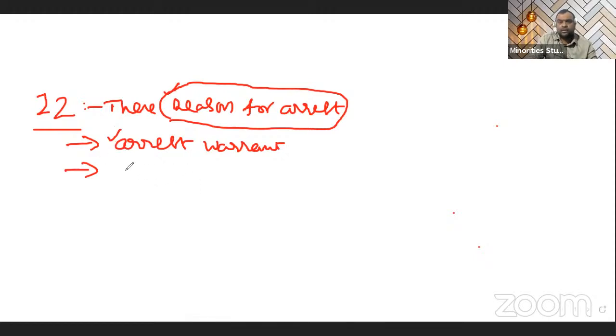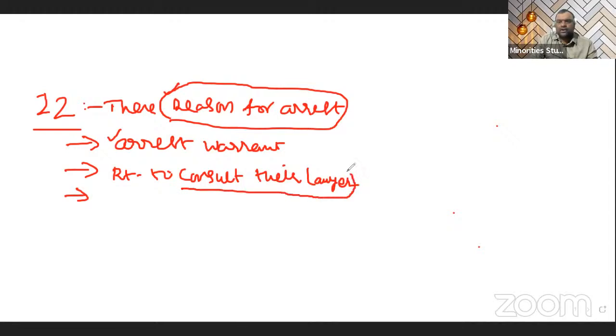And very important, whoever is arrested must have the right to consult their own lawyer. After police personnel arrest anybody, the accused person must have the right to consult their lawyer.